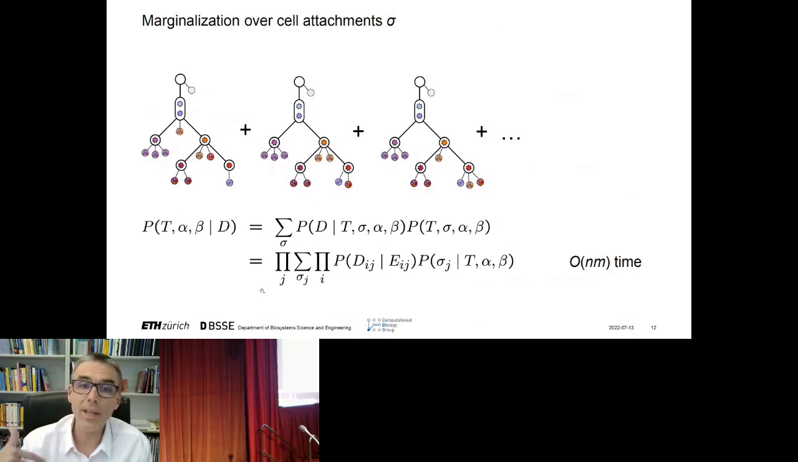So that means we have to marginalize out. We're computing a marginal likelihood, and we have to sum here over all possible attachment combinations of cells. So this sum is in the first place over all vectors sigma that account for all possible ways to attach the individual cells to the mutation tree. But it turns out that you can actually factor this over the cells. You can regard each cell individually. And then the computation time to compute this marginal likelihood is just linear in the number of cells, and also linear in the number of mutations, rather than exponential as it would be in the naive formulation of this probability.